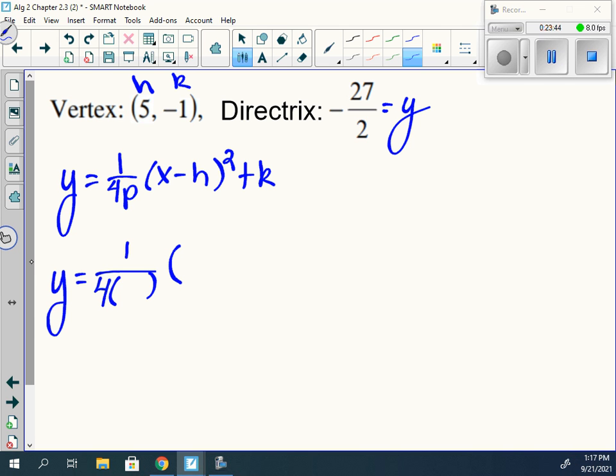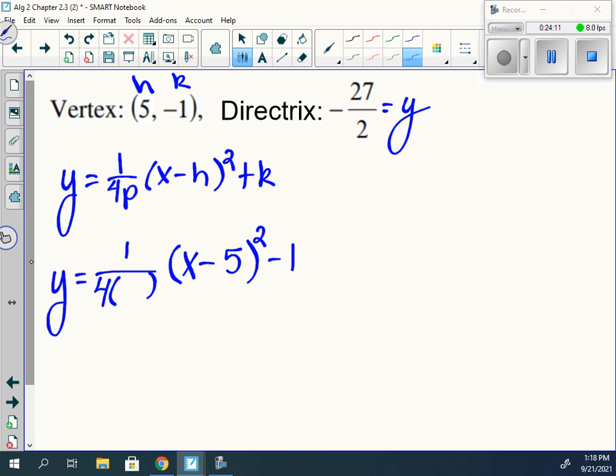So at this point here, do we know what the value of p that goes right next to our 4 is? Well, no, we haven't found it yet. X minus, what's the value of h? 5 squared. And the value of k is? -1, so we have -1. So really the only thing we're missing is the value of p.